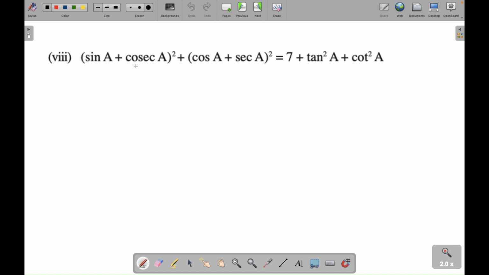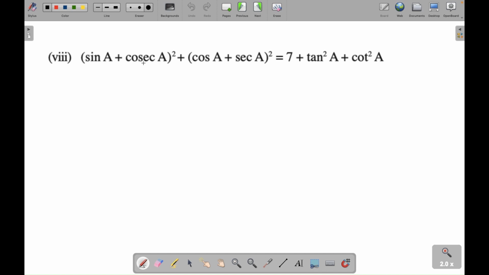Then we have sin a plus cosec a whole square plus cos a plus sec a whole square is 7 plus tan square a plus cot square a. Again, see, what should go into your mind is, I am given sin a plus cosec a whole square and I am given cos a plus sec a whole square. So if I square this thing, I'll get sin square a. If I square this thing, I'll get cos square a. And I know that sin square a plus cos square a will become 1.